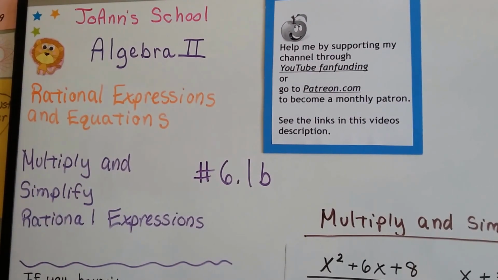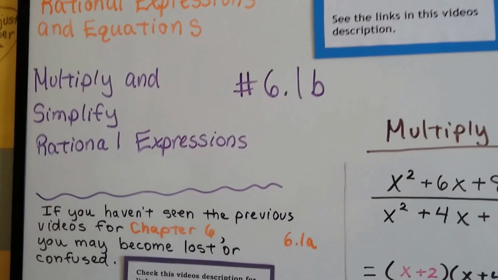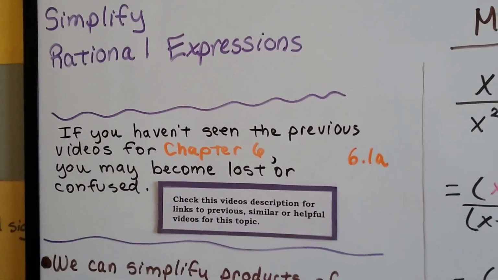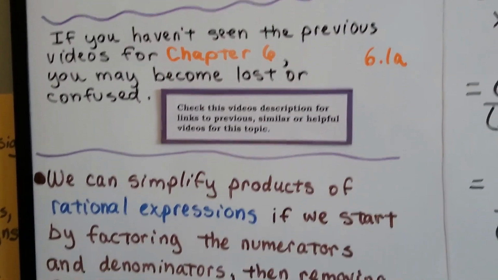Algebra II 6.1b, Multiply and Simplify Rational Expressions. If you haven't seen 6.1a, I don't want you to get confused, and there's a link in this video's description, so you can just click on it and watch it real quick.